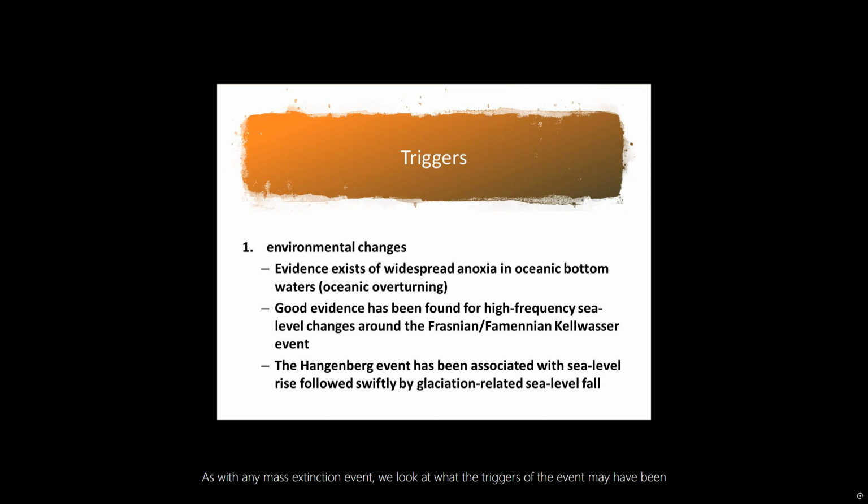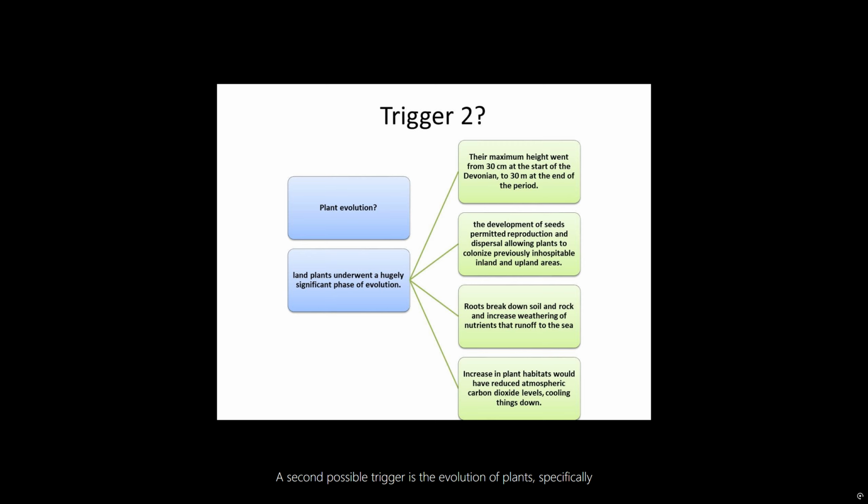As with any mass extinction event, we look at what the triggers of the event may have been. With the Devonian mass extinction, we have identified 3 possible triggers. First up is environmental change. There is evidence of widespread anoxia in oceanic bottom water during the Kellwasser crisis due to high-frequency sea level changes. The Hangenberg event has also been associated with sea level rise, followed by a swift regression as evidenced by dark shales capped by sandstones.